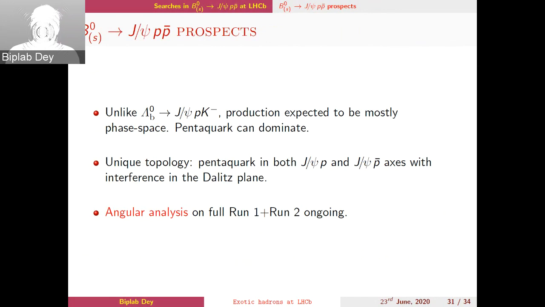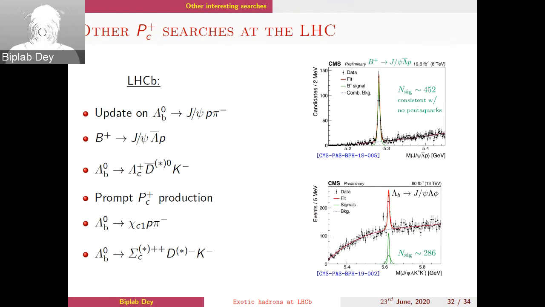So, other Pc searches at the LHC. As you can probably imagine, this is now a whole industry at the LHC. There's a huge amount of effort going on. We want to update the Lambda b to J/psi p pi. And of course, the full angular analysis for J/psi p K is coming up. We are also looking at, for example, B+ to J/psi Lambda-bar p.